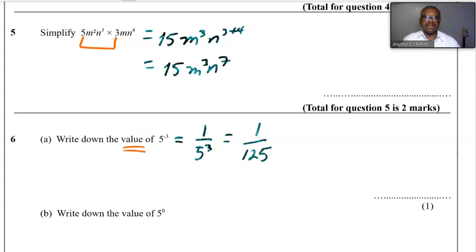So because the mark is 1, if you wrote 1 over 5 raised to the power 3, you're not going to get the mark. Okay, so be careful. If you watch the laws of indices, you know that anything raised to the power 0 is 1. So this answer is 1.